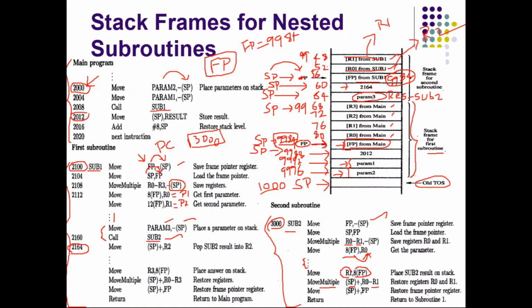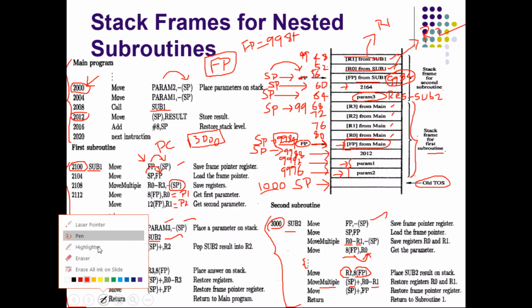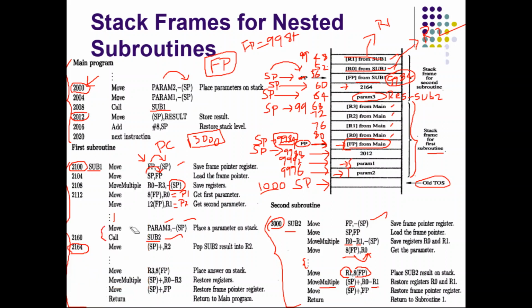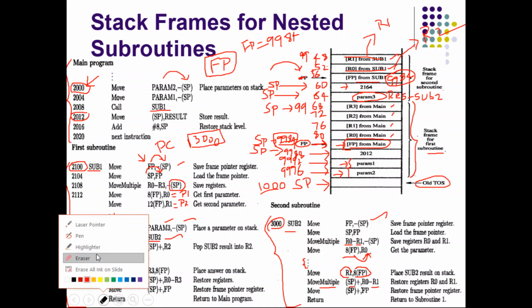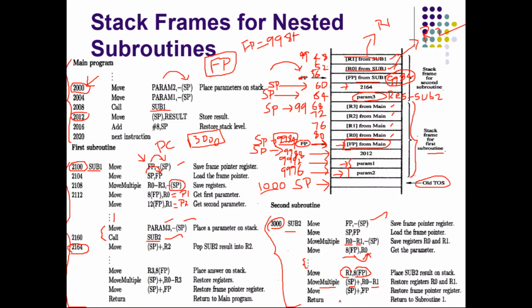Now once again FP came here. Are you getting it? And SP is also incremented. So SP is no more pointing to here. Now SP is pointing to this location, 9960.